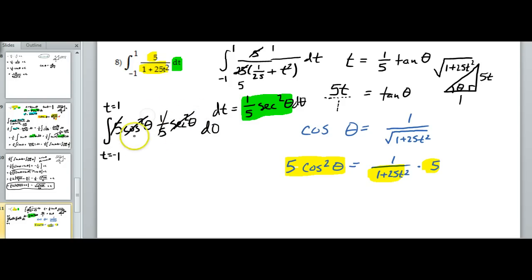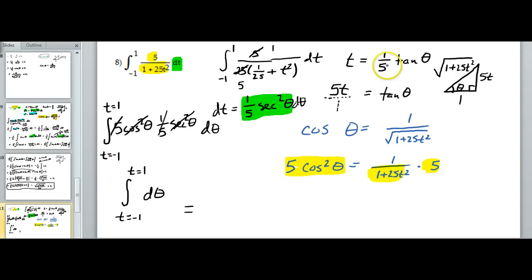Secant squared and cosine squared are reciprocals, so this becomes the integral from t equals -1 to t equals 1 of d theta. Now I can integrate this over theta and then switch back using the inverse tangent, or since I have this in terms of t, I could switch that over to theta and then have a very quick and easy antiderivative to plug into.